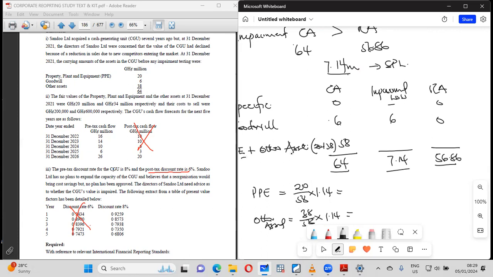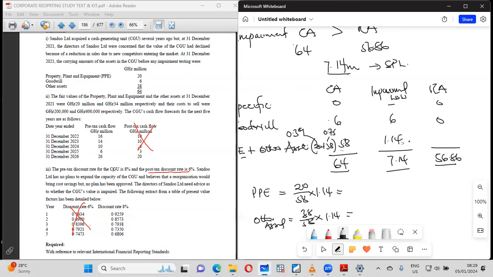So you share the PPE, even though I've combined it here. If you separated the 20 and the 38, you give each one their respective amount. So this is how the sharing is going to be. The PPE is having 20 out of 58 multiplied by 1.14, which is like 0.39. And if you take that from 1.14, you end up with 0.75 for the other assets. All right, so that is the sharing.